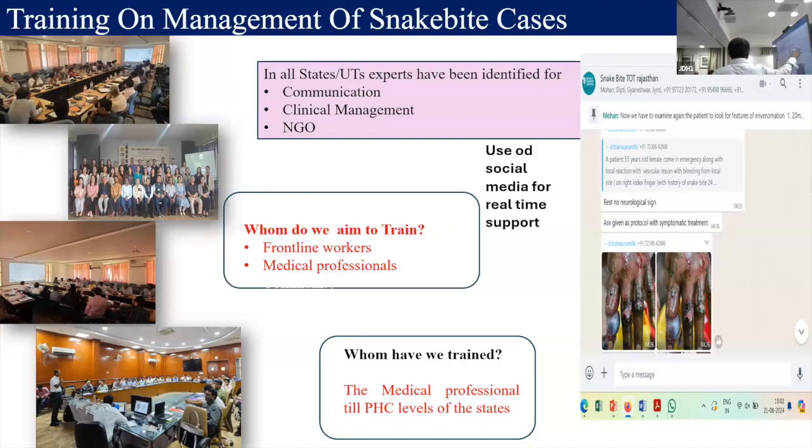And after that, we use social media. We join them in a social media group, so WhatsApp groups are created, and if they need any support, that support is given immediately. So this is how we want to improve the clinical management of those snake bite victims who are attending the lowest level of health facilities.